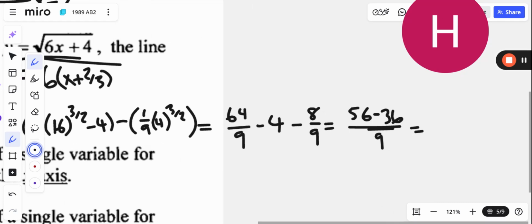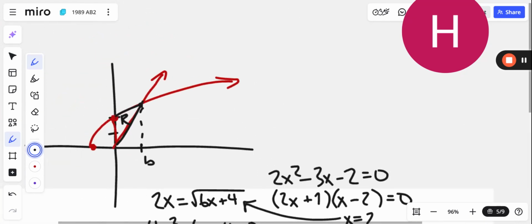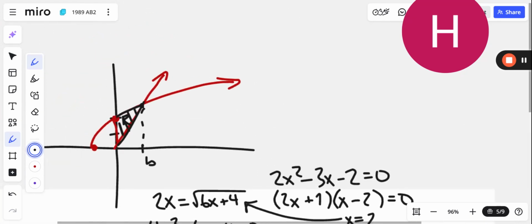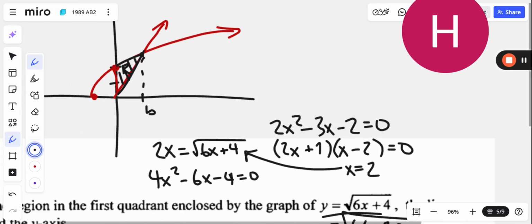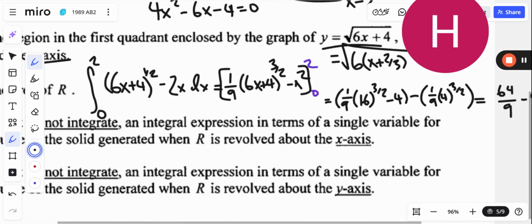Yeah, sounds about right. So that's going to give us 20 over 9. And that is the area inside of this graph, or inside of this region, rather. Okay, not so bad, not so bad.